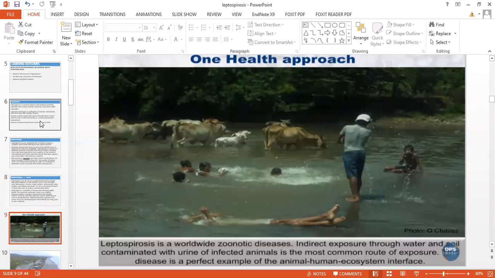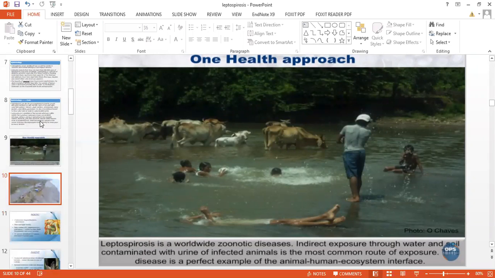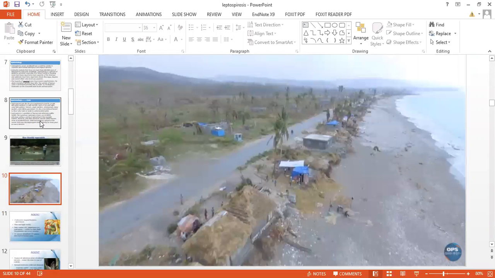This is the pictorial presentation of a good example of the animal-human ecosystem interface. This shows the flood, hurricane, tornado, or rainfall, that is the preliminary condition for its epidemic.